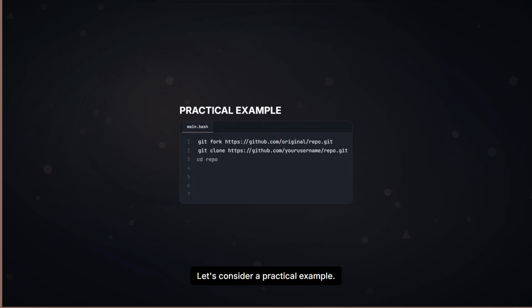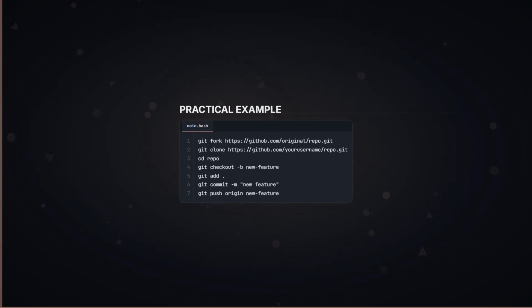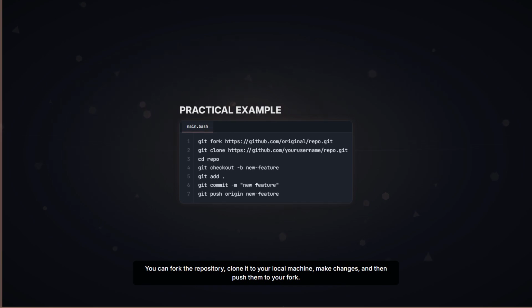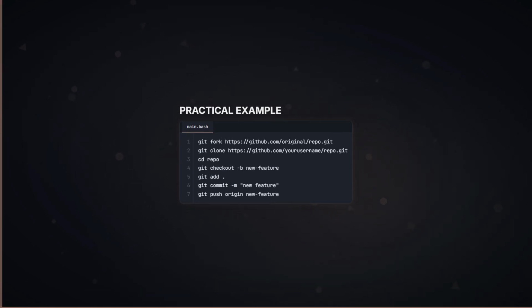Let's consider a practical example. Imagine you want to contribute to a popular open source project on GitHub. You can fork the repository, clone it to your local machine, make changes, and then push them to your fork. From there, you can create a pull request to propose your changes back to the original project.